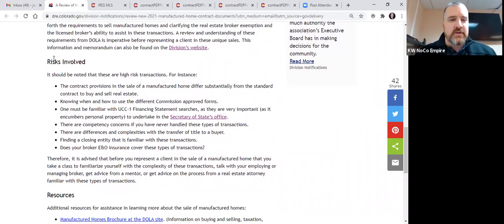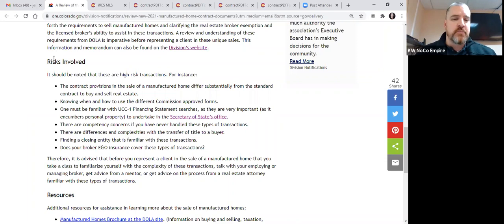And so, the Division of Regulatory Agencies, DORA, and the Real Estate Commission, they want to point out that there are some risks associated with these particular transactions. And so, the first piece there is that the contract provisions in the sale of a manufactured home, at least some of the terms, not all of them, much of it is going to look very similar to you, but some of those terms are substantially different than what you know in the contract to buy and sell.